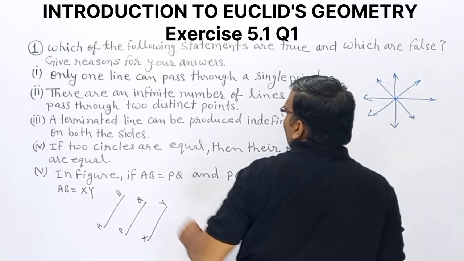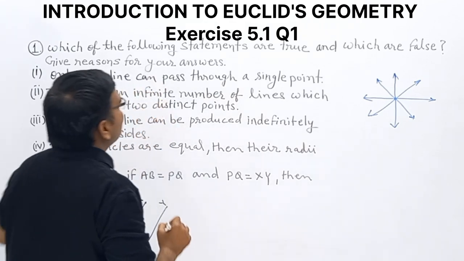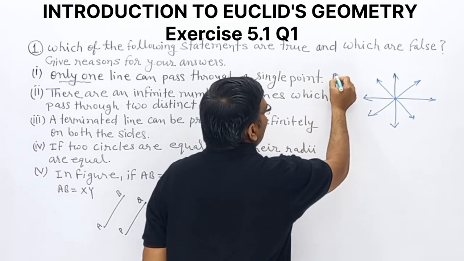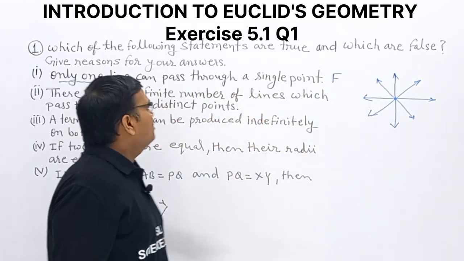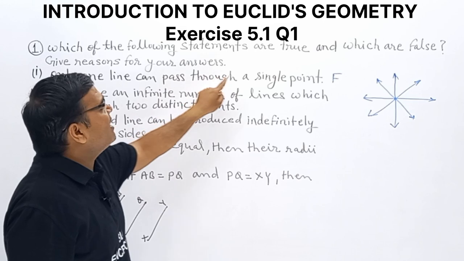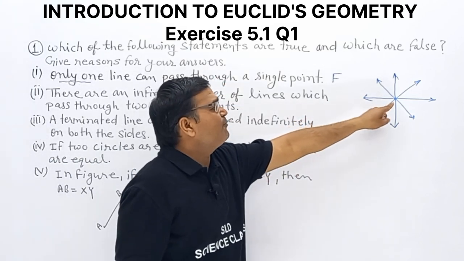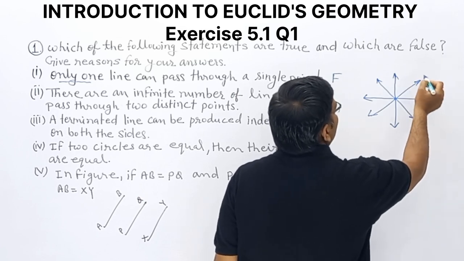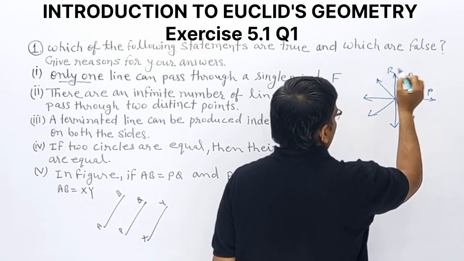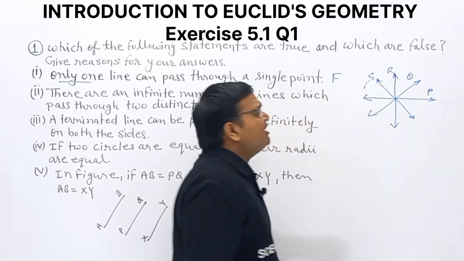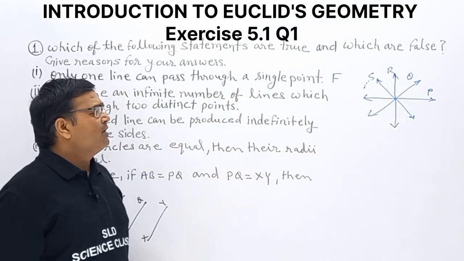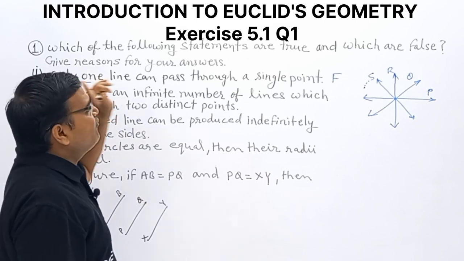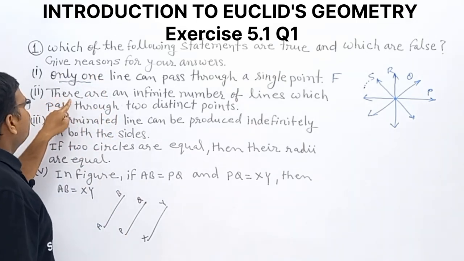So what can we say? Only one line can pass through a single point? No, this is a false statement. From a single point, an infinite number of lines, P, Q, R, S and so on, can be passed. Clear? So this one is a false statement. Now the next one.